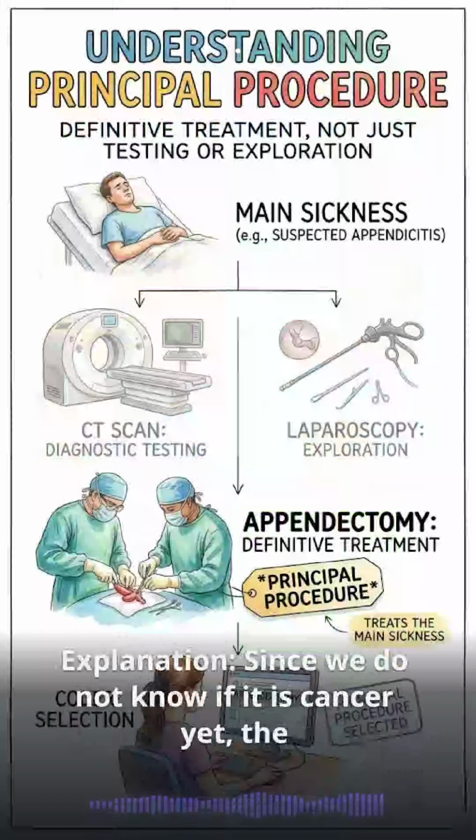Since we do not know if it is cancer yet, the uncertain behavior code is the safest choice.